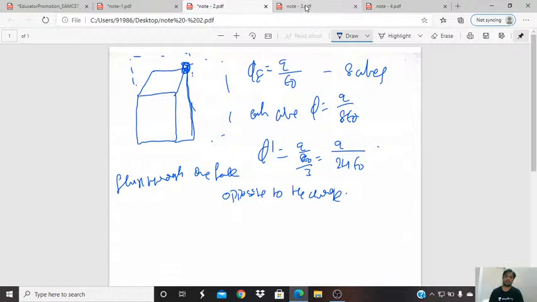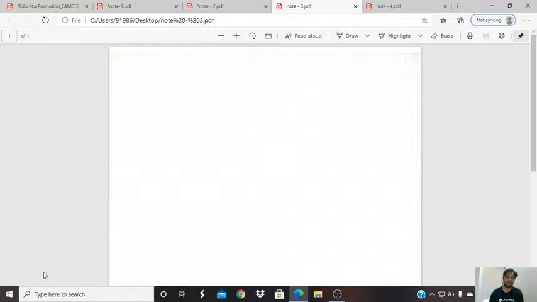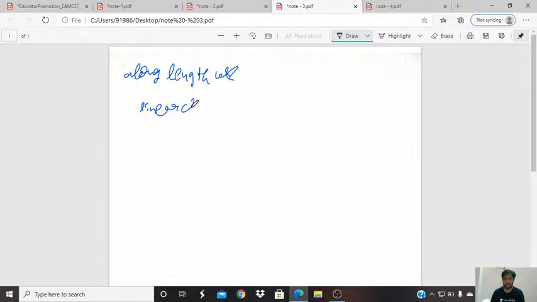Now, by using this Gauss law, we can find the electric field with different continuous distributions of charges. For continuous distribution of charges, we have to take three types of charge densities. Along the length, we have to take linear charge density. Linear charge density lambda equals charge per unit length.